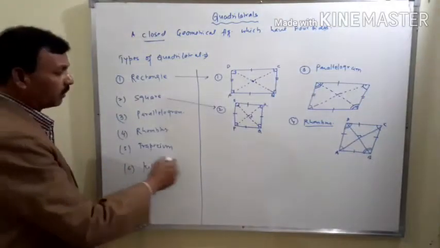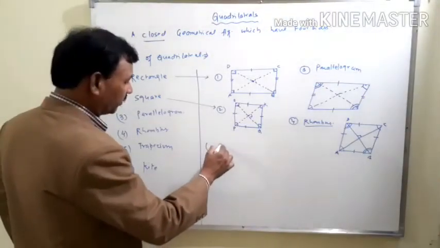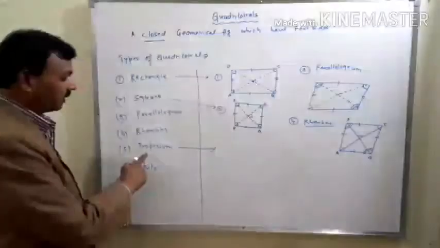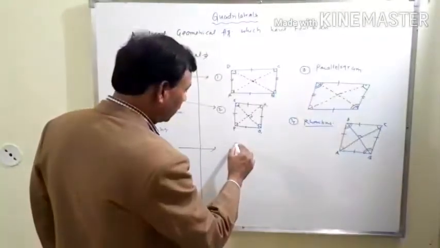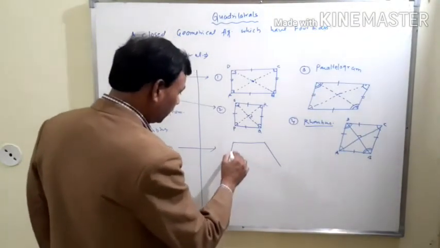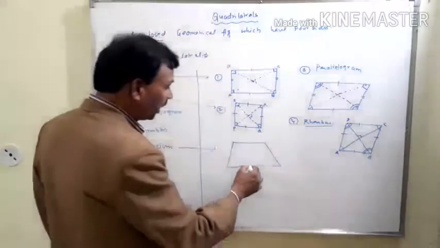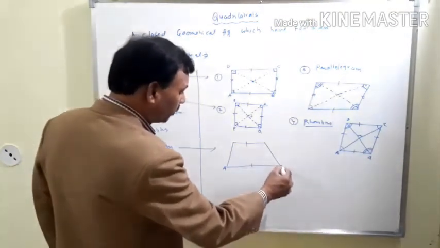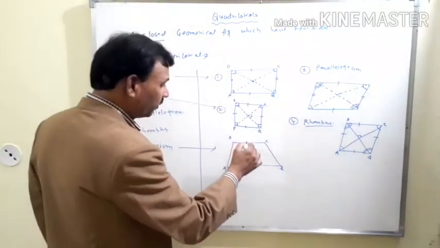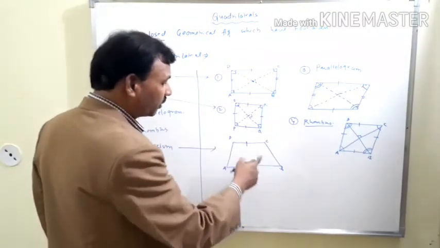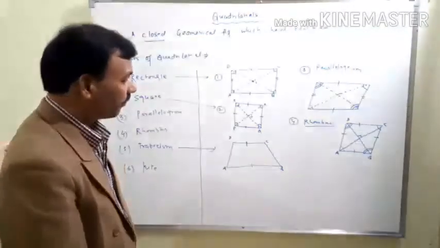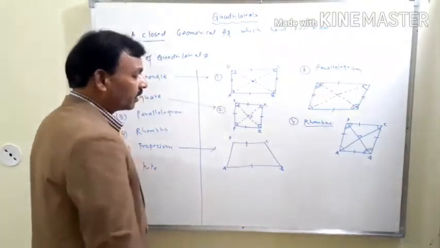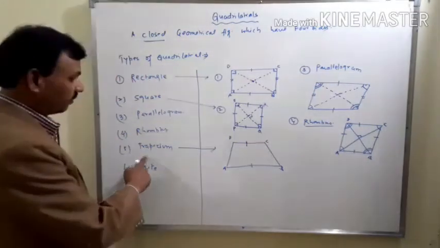Now take the trapezium. Fifth is trapezium. What is a trapezium? A trapezium is a quadrilateral in which one pair of opposite sides is parallel, but the other pair of opposite sides is non-parallel. Diagonals are not equal. This type of shape is known as a trapezium.